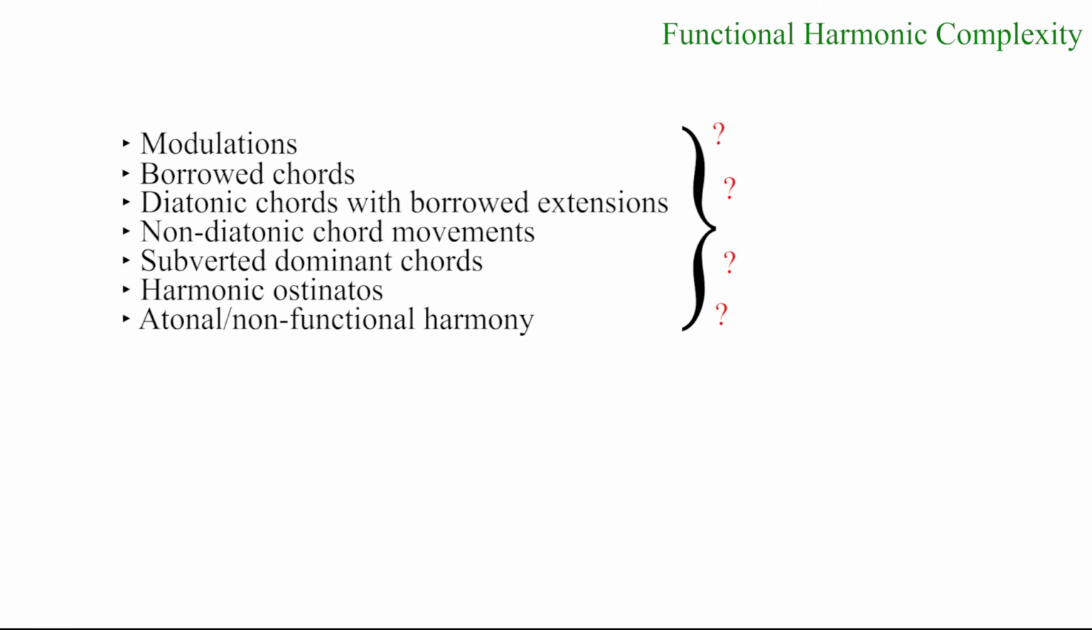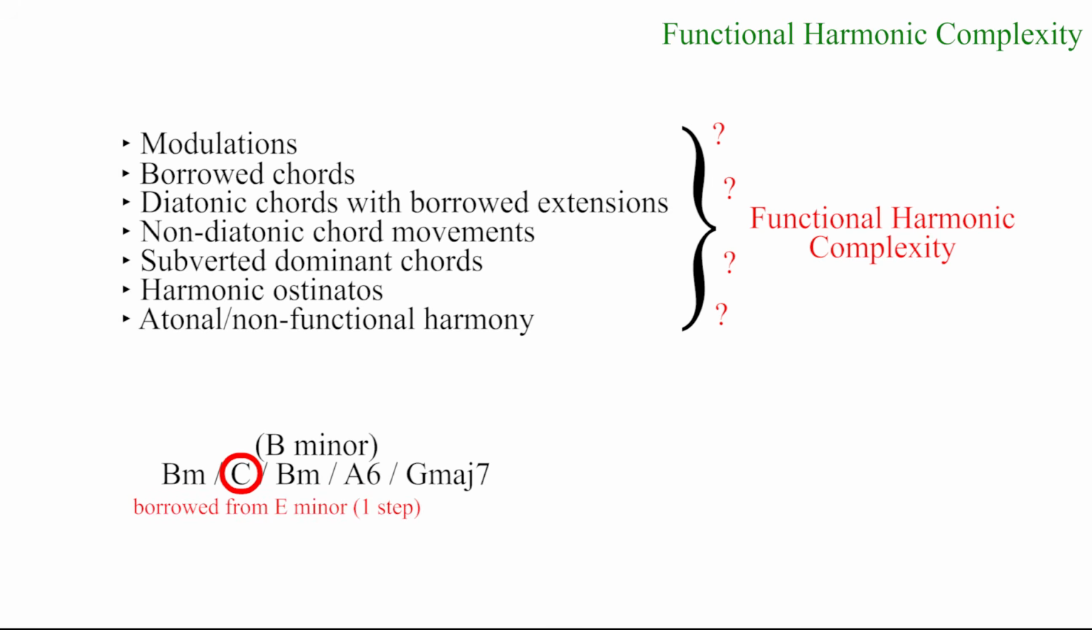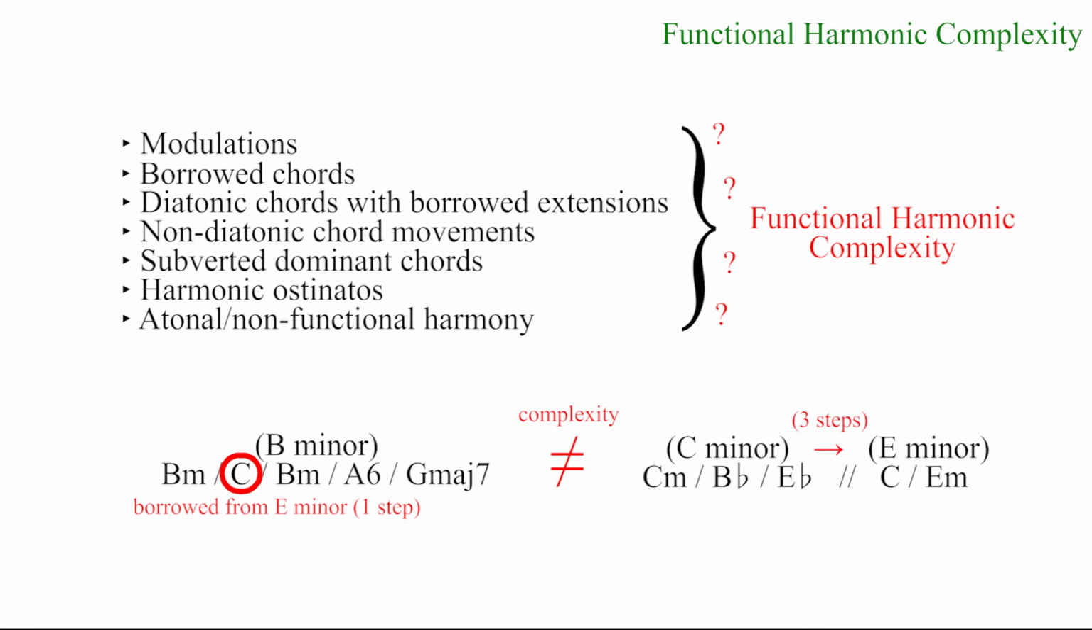How do we turn all these features into a single representative measurement of complexity? At first glance, it seems like we could just count the number of distinct features in each song's vocabulary. The more features, the more complex it is, right? That's broadly true, but not all of these features are created equally. For instance, borrowing a chord from an adjacent key is a relatively simple feature compared to, for example, modulating by 3 steps on the circle of fifths.